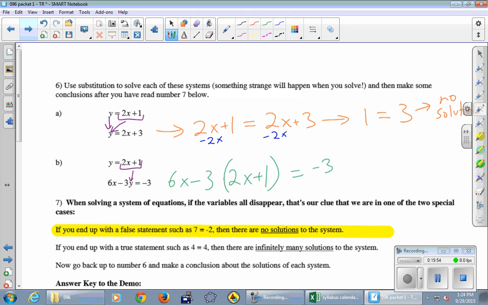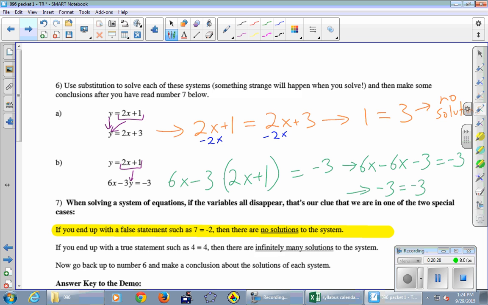And then we'll clean it up. Let's see what happens here. 6x, and then we'll distribute that minus 3. So what's the next thing I'm writing? Minus 6x, and again distributing the minus 3. Minus 3 equals negative 3. And then again, strange thing happens, the x's cancel. 6x minus 6x disappears, and we're left with what equation? Negative 3 equals negative 3.